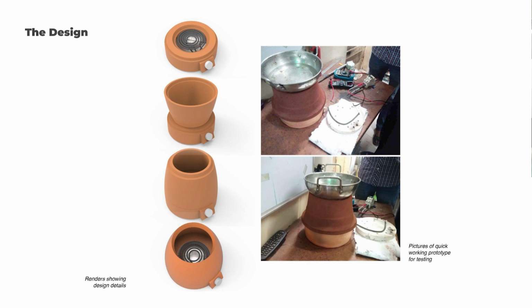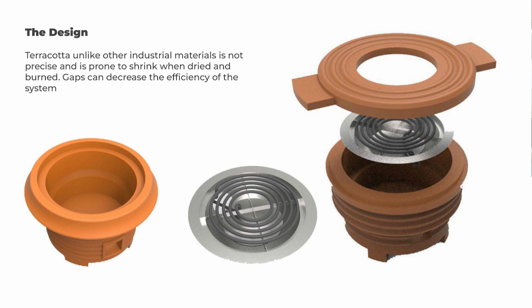So again, we made renders and quick prototypes, and Rick started testing it. Then this is the design in its current form. We realized that terracotta is unlike any other industrial material: it shrinks when it dries and when you bake it, and it's not very precise. So our concept, which was based majorly on convection cooking, would not be very feasible, because there will always be gaps and inconsistencies where heat can leak.